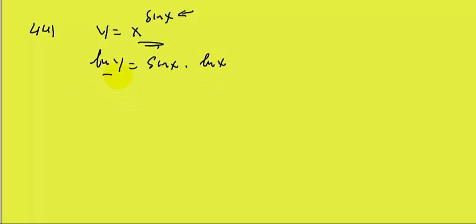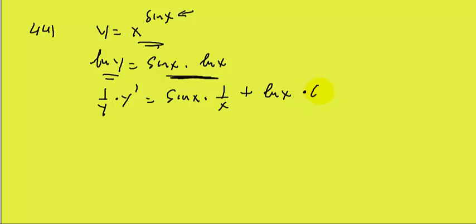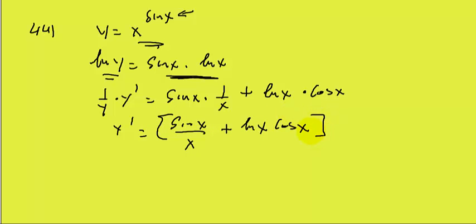Let's take the derivative of this, which is 1 over y times y prime. And derivative of this, I have to use a product rule. First, times derivative of the second, plus second, times derivative of the first. See how easy it is? And then we just have to multiply both sides by y. So I'm going to get sine of x over x plus ln of x times cosine of x, and then we'll multiply everything by y, which is x to the sine of x.